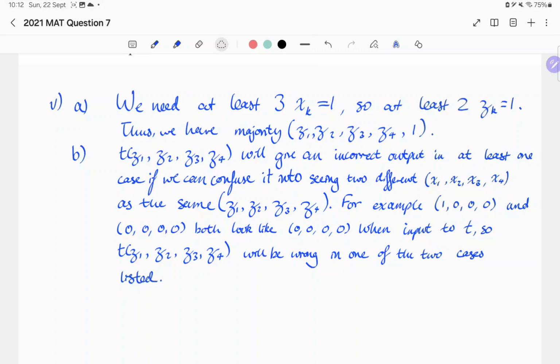Part B. Now, the function t will give an incorrect output in at least one case if we can confuse it into seeing 2 different x1, x2, x3, x4 as the same z1, z2, z3, z4. For example, having x1 as 1 or 0 and all the other x's as 0 will give all z's equal 0. So t of z1, z2, z3, and z4 will be wrong in at least one of the 2 cases above. And that's my answer.